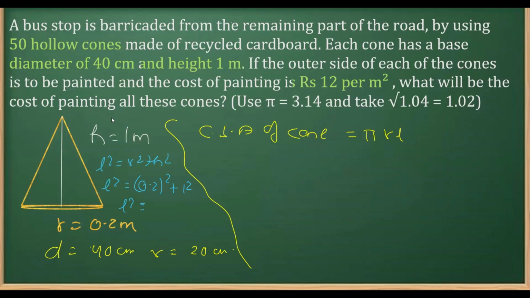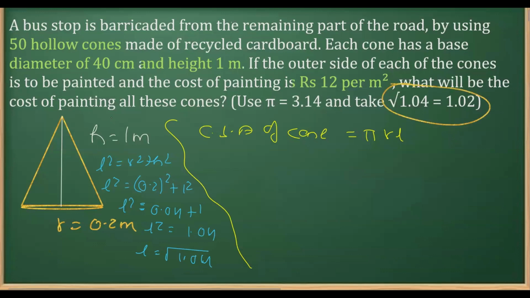So 2 square is 4, but it has one decimal place, so it comes out to be 0.04 plus 1 square is 1. So we got L square as how much? These are no more needed. Let's remove it. So we get L square as 1.04. But then we have to get L, which is whole under root 1.04. Now you can see that the approximate value is given. So I can say that L is 1.02 meter. That's in meter? Yes, in meter.